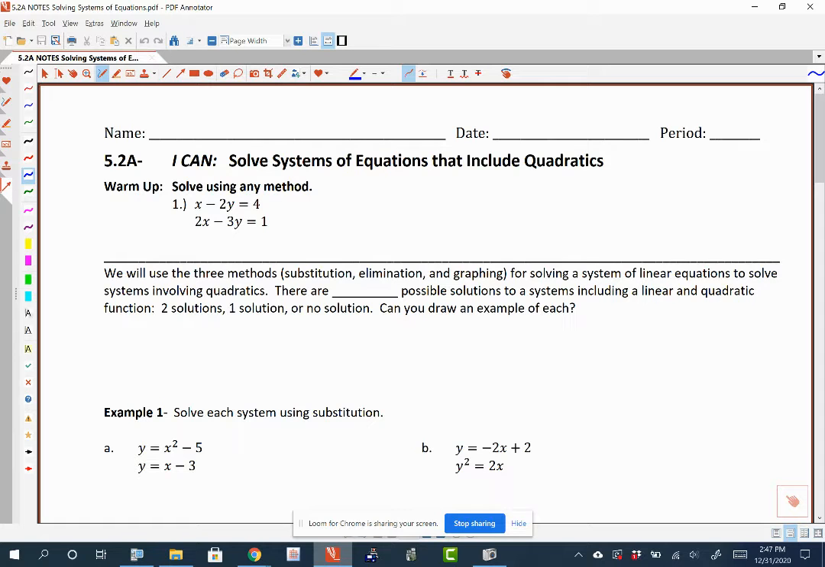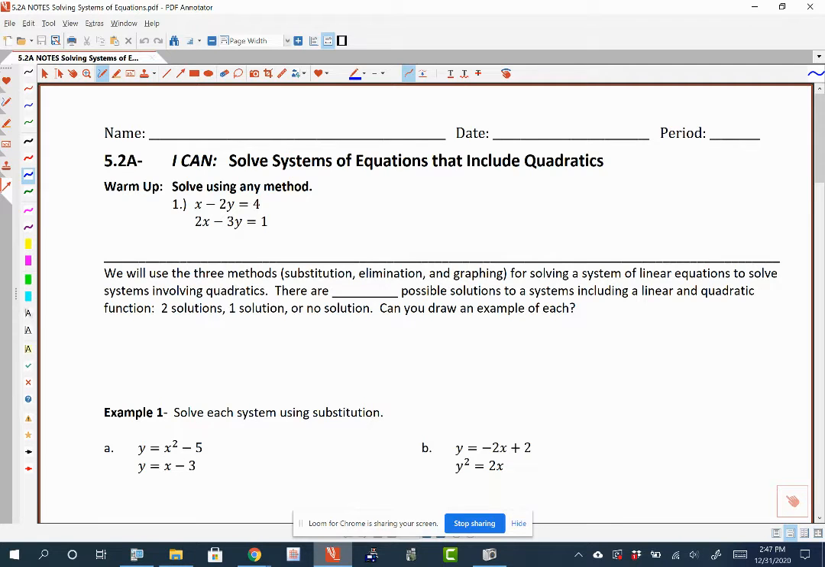All right, in this video, we're going to go over section 5.2a, and the objective is I can solve systems of equations that include quadratics. So yesterday in 5.1, or in the last video, 5.1, we talked about reviewing how to solve systems either graphically or using substitution and elimination. So we're going to still be looking to use some of these methods, but now we're going to add in quadratics. But before we do that, let's look at our warm-up.